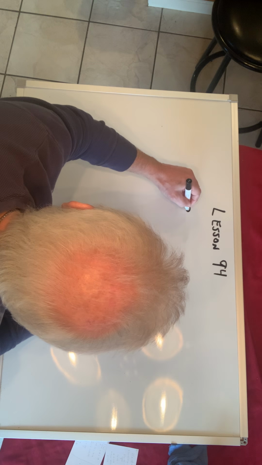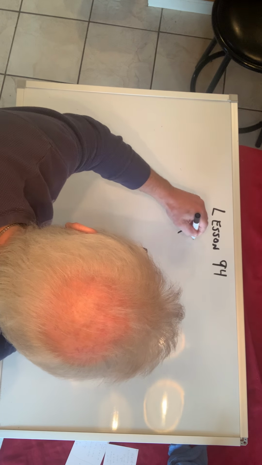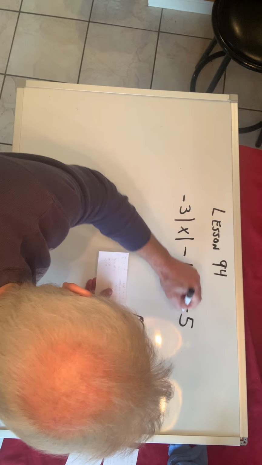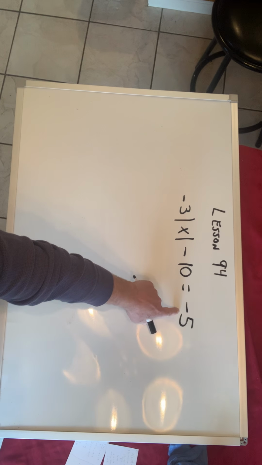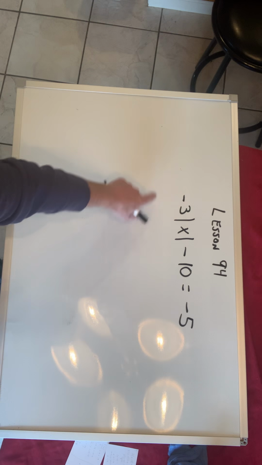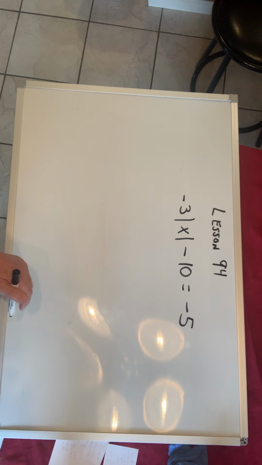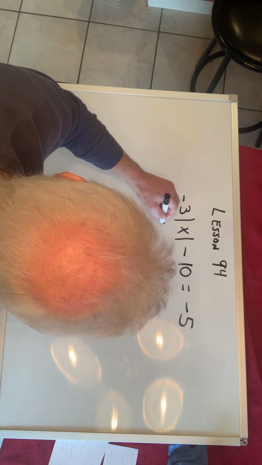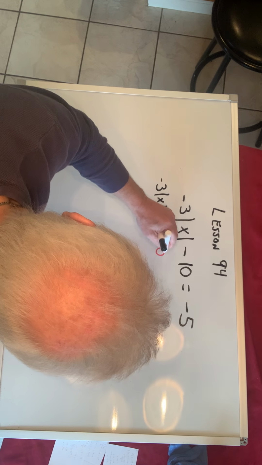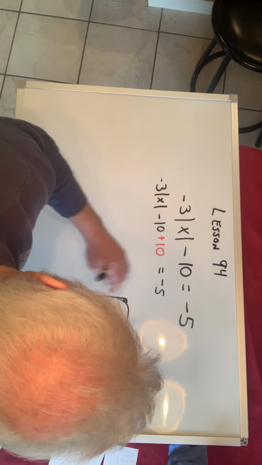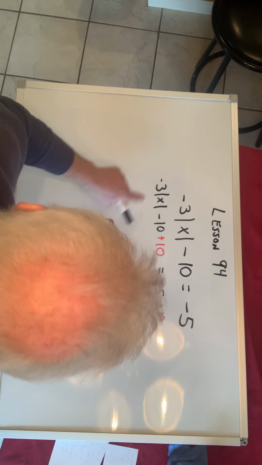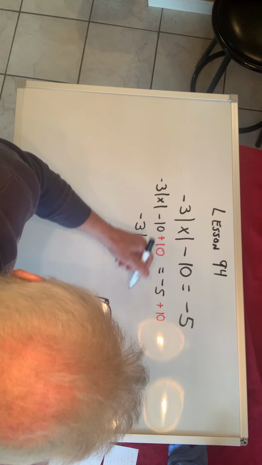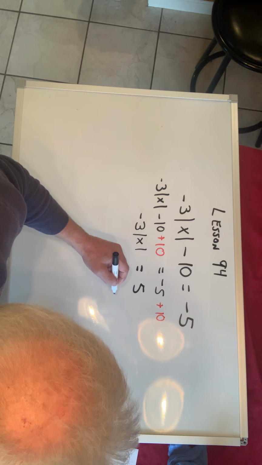Okay, -3 times the absolute value of x minus 10 is equal to -5. Now, don't jump too quick and say, oh, this is not definable because there's a negative there, because there's a lot of work to do here before we actually get to that. So again, we start with what's farthest away. -10 plus 10 equals -5 plus 10. And now I'm left with -3 times the absolute value of x equals 5.